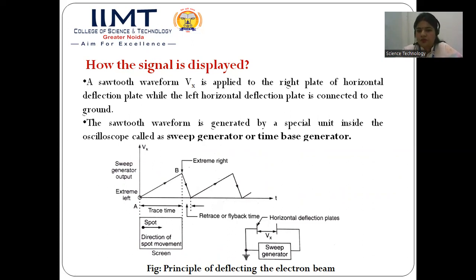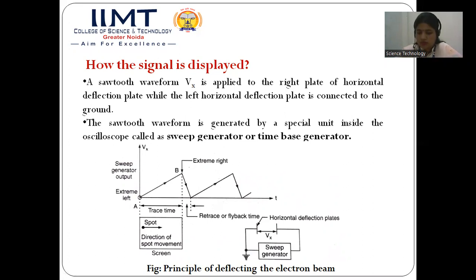The sawtooth waveform is generated by a special unit inside the oscilloscope, and this is called the sweep generator or time-base generator. So you can see here, we have these horizontal deflection plates. The left side of the plate is grounded and the right side of the plate is connected to the sweep generator. So what is the function of the sweep generator? It generates the sawtooth waveform which is applied to the right side of the horizontal deflection plate.